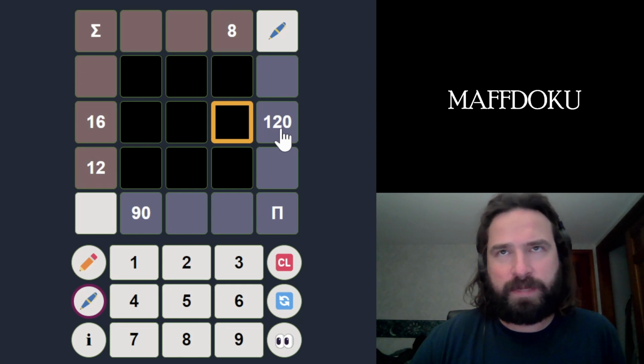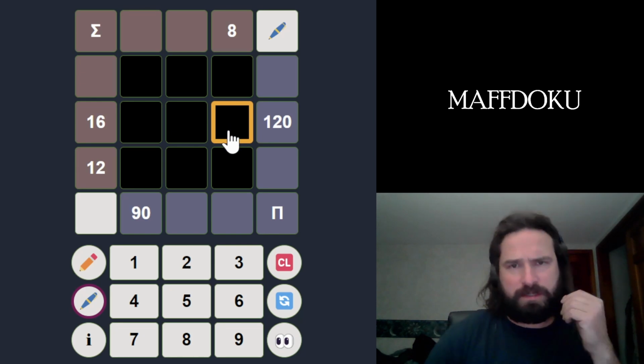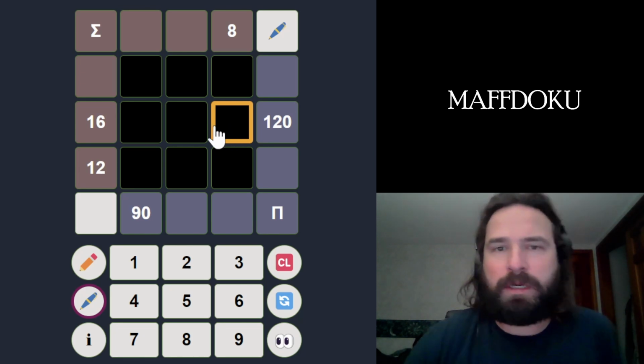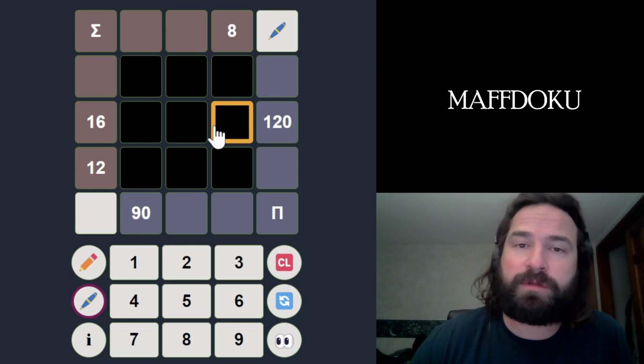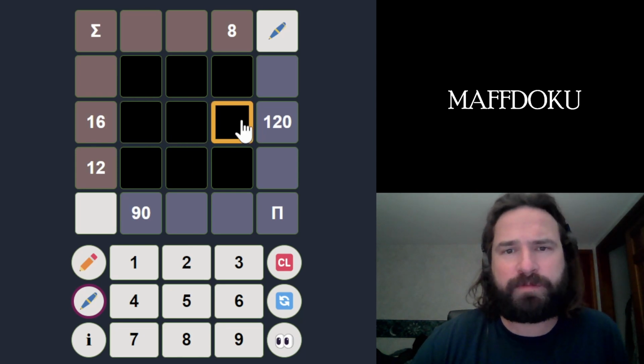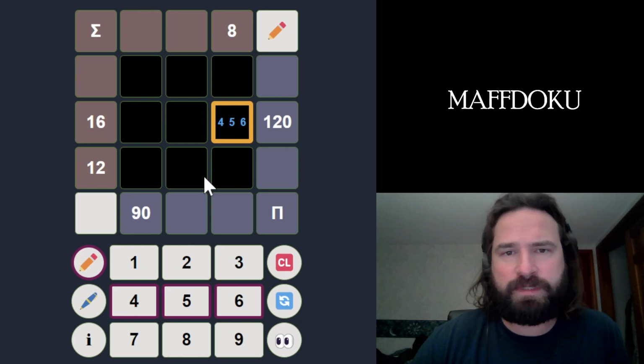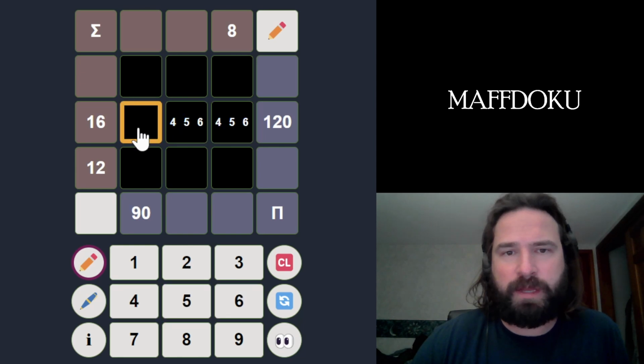120 is 4 times 30. 30 is 6 times 5. I would guess that these numbers are going to be 4, 5, 6. Is there another way to do that? So I need a 5, and then I need to make 30 a different way. I don't think that 6 times 5 is the only way to make 30 with two single-digit numbers. So these are 4, 5, 6, and that does add up to 16, which is perfect. So these are 4, 5, 6 in some order. I'm just going to label that quick.